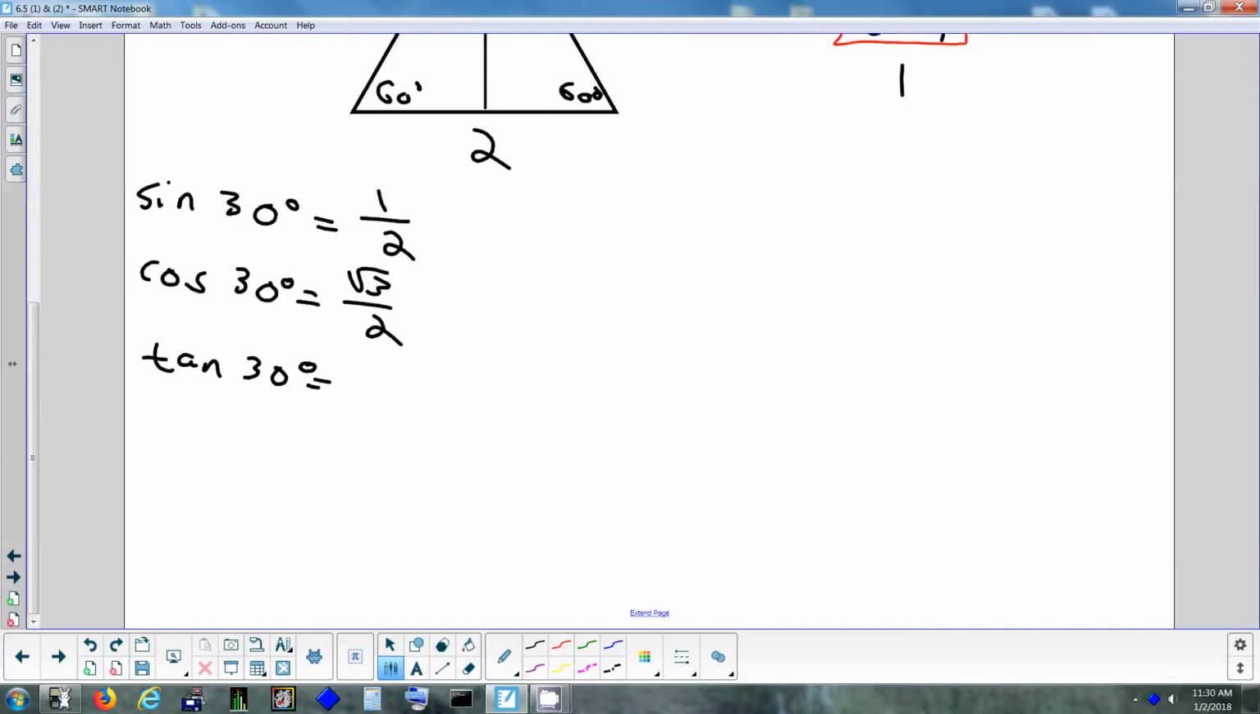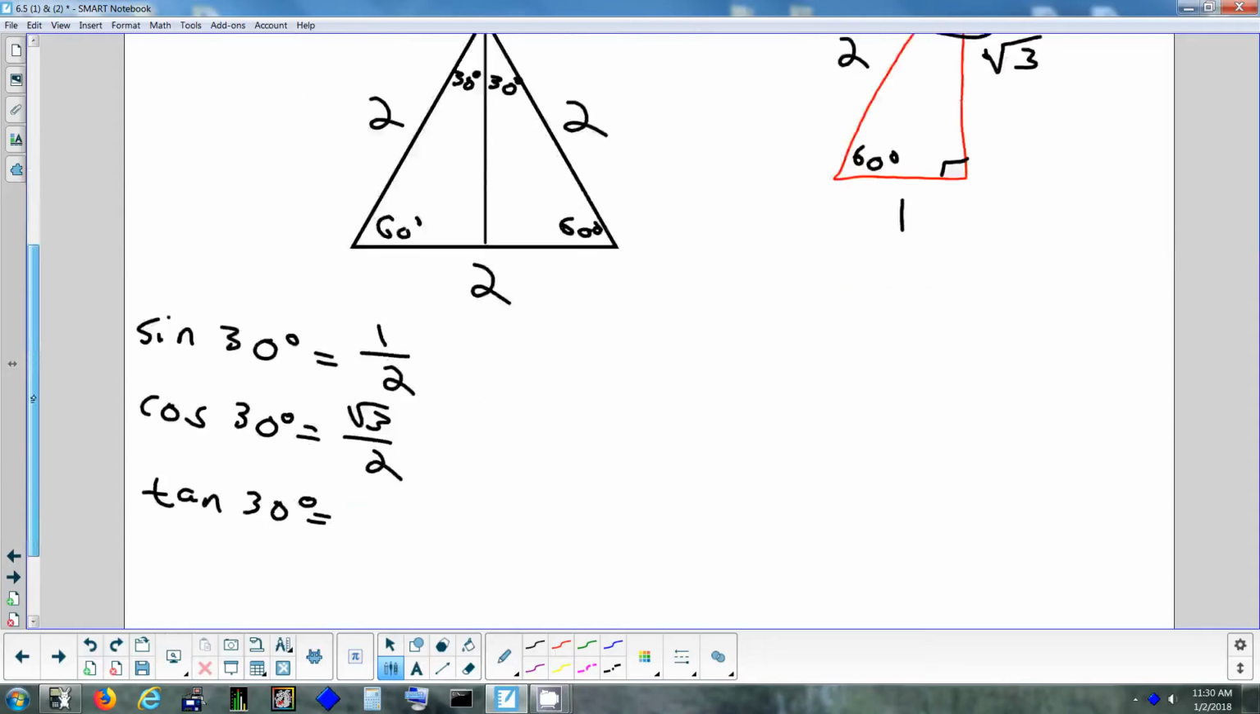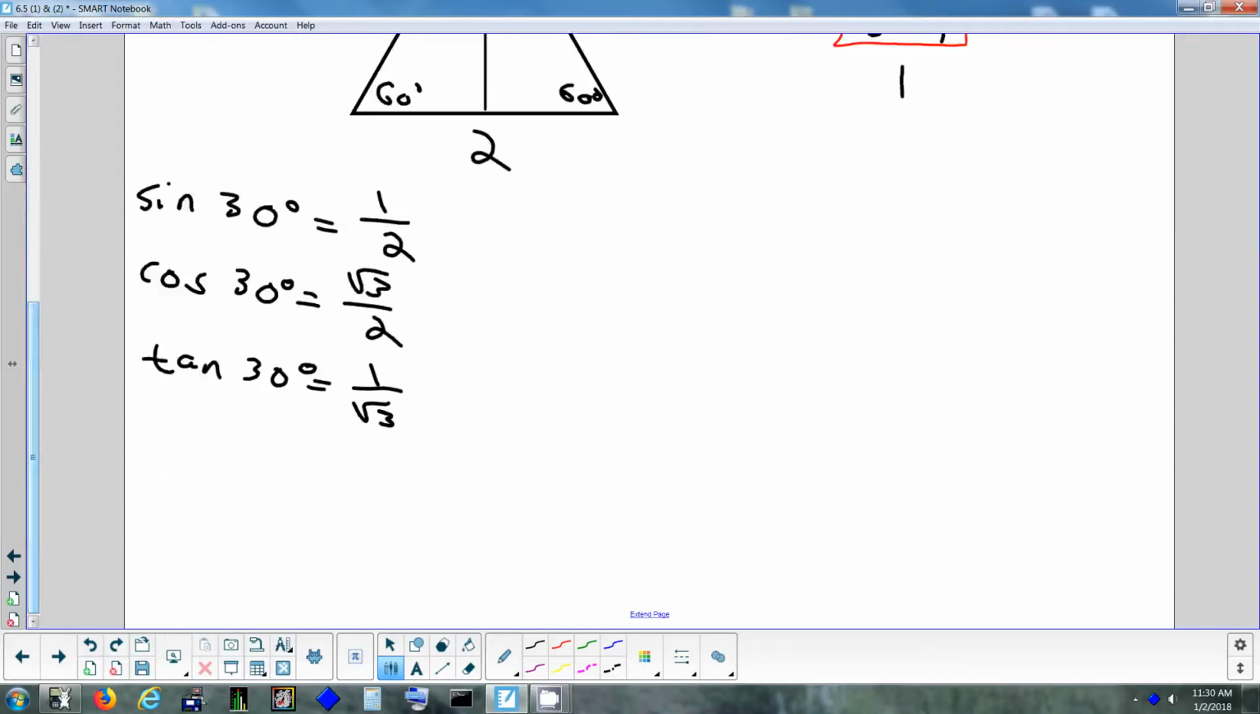And tangent? Michael, what's the tangent of 30? 1 over the square root of 3. Yep, 1 over the square root of 3. And with any square root, I need to fix it. Can't leave that in the bottom. So Colin, what do I get when I fix that? Square root of 3 over 3. Okay, so there's my first 3.